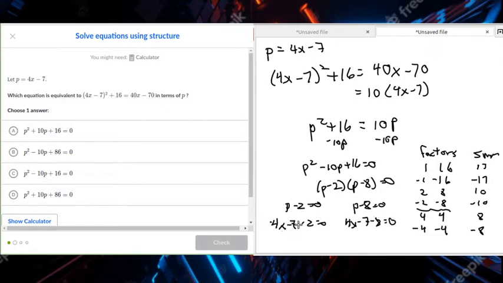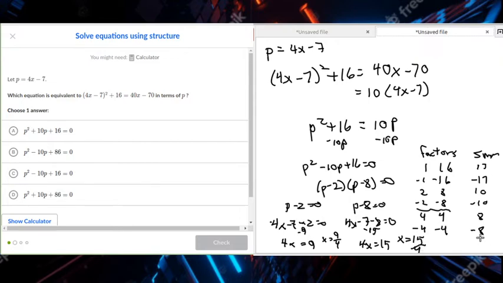Here I've got minus 9, so I'm going to add 9 to both sides. I'm going to have 4x is equal to 9, so x is 9 fourths. And over here I'm going to have minus 15. I'm going to add 15 to both sides. So I'm going to have 4x is equal to 15, and x is 15 fourths.